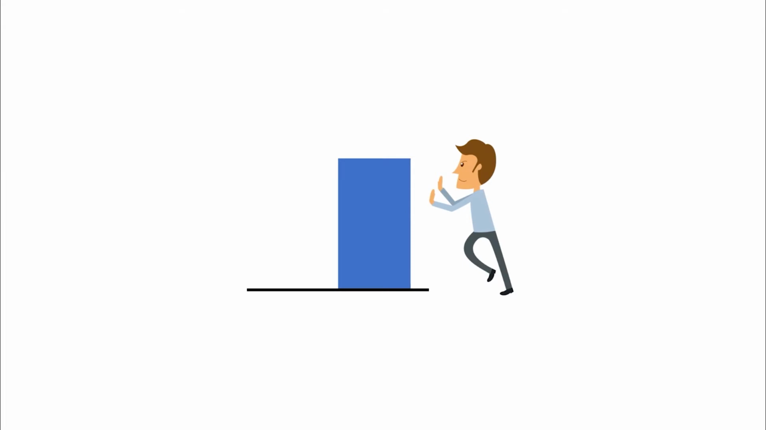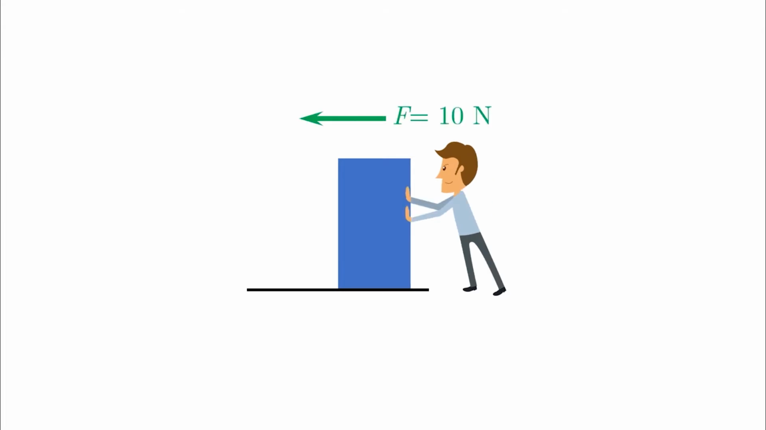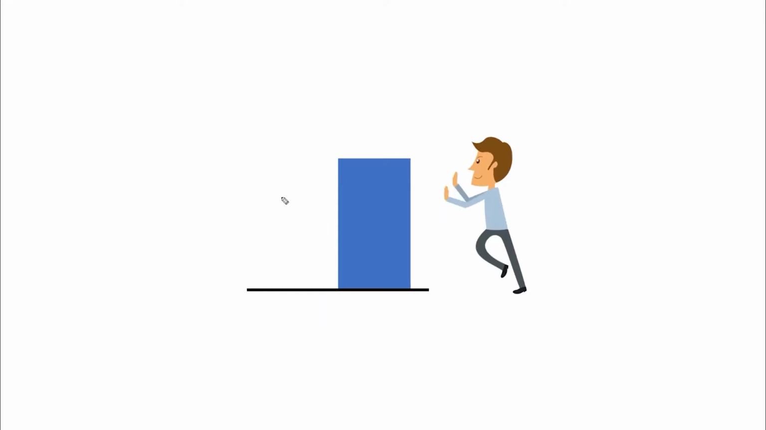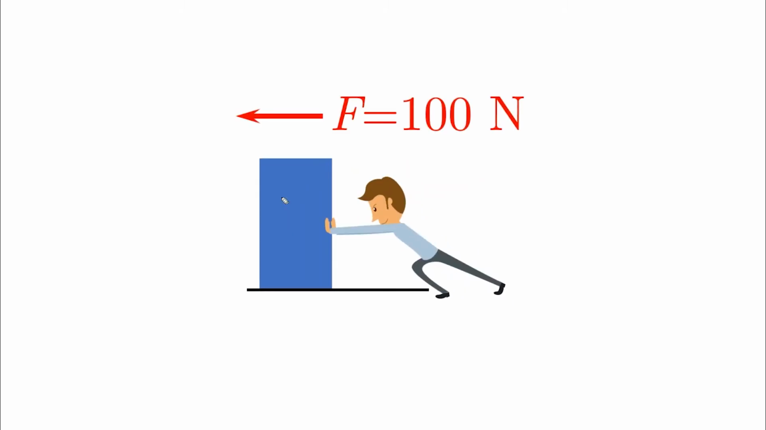If this person pushes the box with a 10 Newton force and the box doesn't move, then he will be thinking, well, the force that I applied cannot overcome the friction, so I need to apply a much larger force. And this is what happens when he pushes with a larger force.